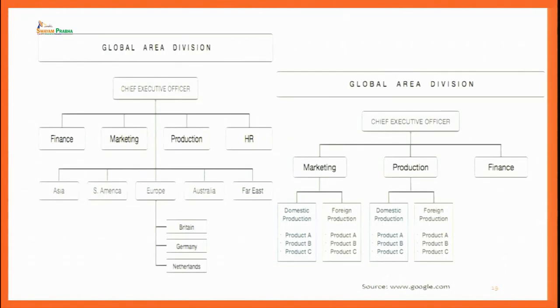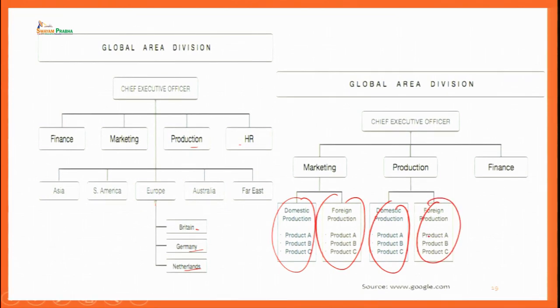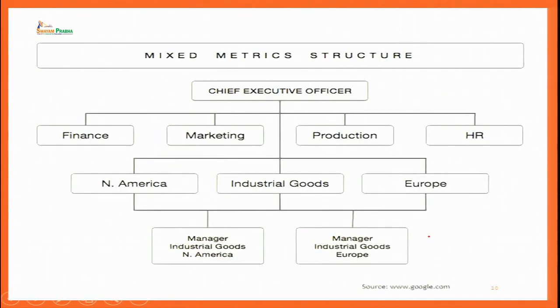There is also the product area division. There may be a possibility that in Europe you want to explore only Britain, Germany and Netherlands, and the company doesn't want to explore the rest, like Luxembourg or Norway, at all. So you are focusing on specific areas, maybe because of country similarity, and under the various heads you will have domestic production units for the various products you are producing.